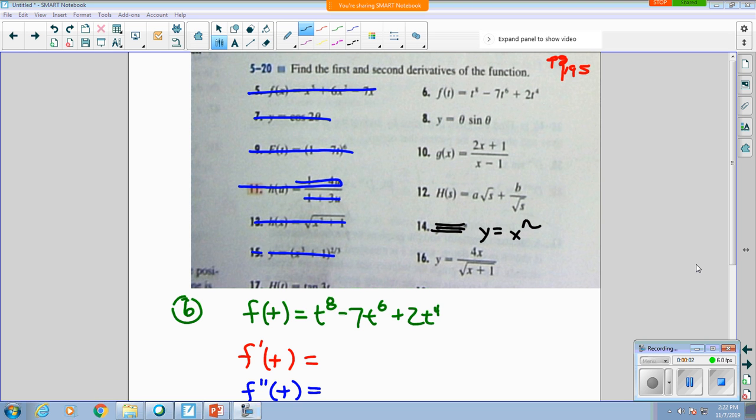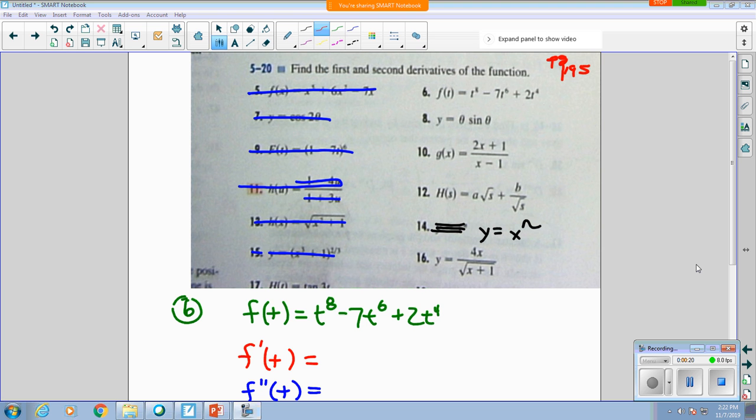Alright, everybody. A little higher order derivative practice today. Find the first and second derivative. This is out of Stewart 3.8 Gibbons that you don't have answers to. And again, we'll start with number 6, which is f of t equals t to the 8th minus 7t to the 6th plus 2t to the 4th.